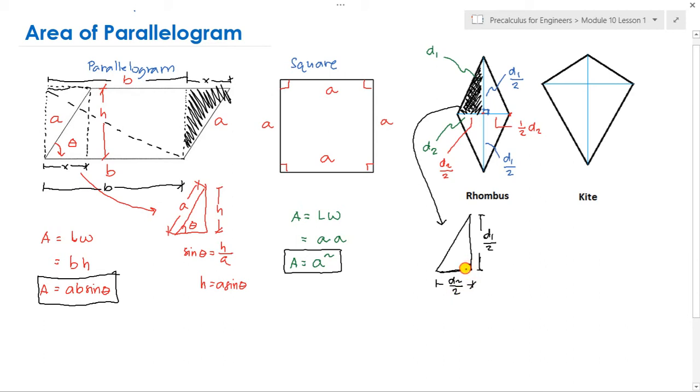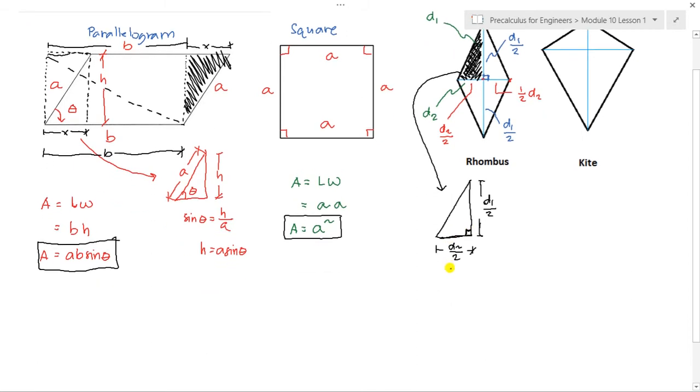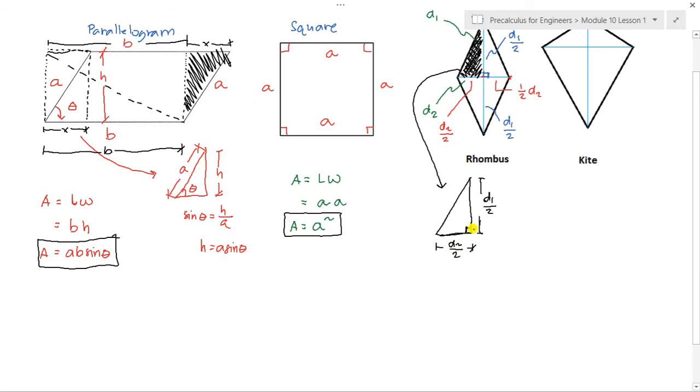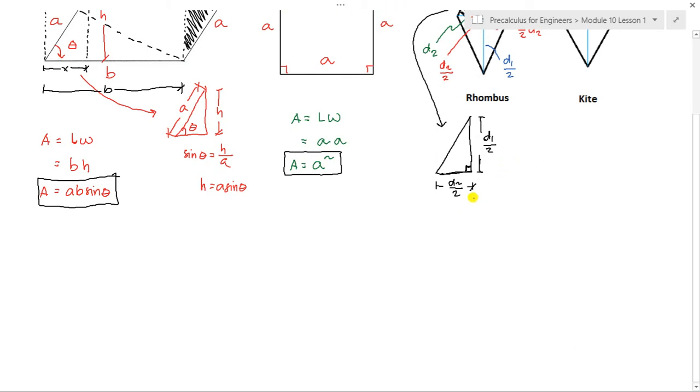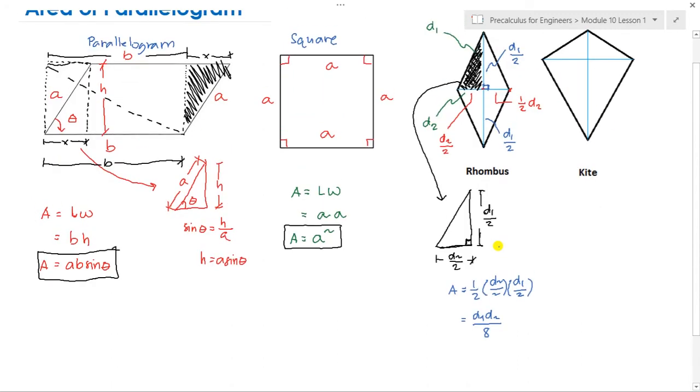So this is a right angle. So therefore it is a right triangle. And since we have the base, that is D2 over 2, and the height D1 over 2, we can say that the area of this triangle is just 1/2 times the base D2 over 2 times the height D1 over 2. So simplifying, this would be D1 times D2 all over, 2 times 2 is 4, times 2 is 8. So D1 D2 all over 8. That is the area of one right triangle.